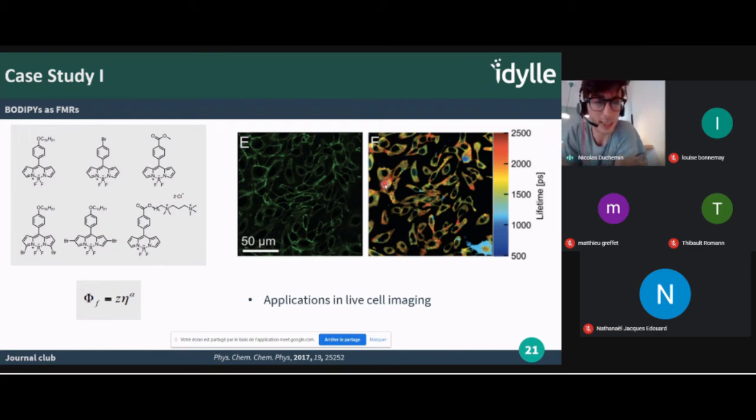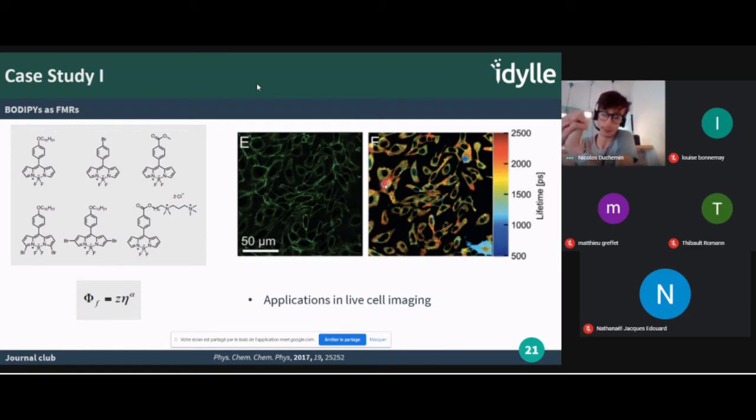A second case study, which I quite like, is relatively recent, from 2019, published in ChemComm, with someone that we actually know pretty well at Idylle, Mayeul Collot and Andrey Klymchenko, based on design of BODIPY-based apoptotic markers, which bind selectively phosphatidylserine. The workflow was pretty much the same: design and synthesis of BODIPY fluorescent molecular rotors, the evaluation as a fluorescent molecular rotor, and in the end, lifetime imaging. So the study is quite smart.